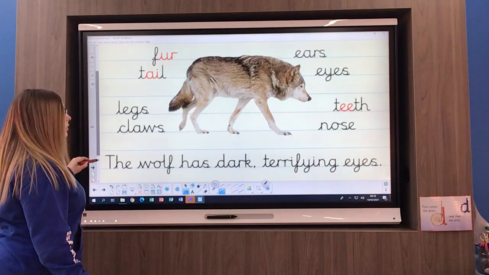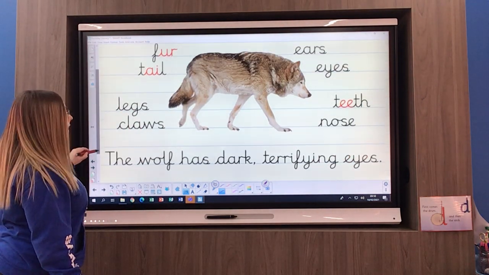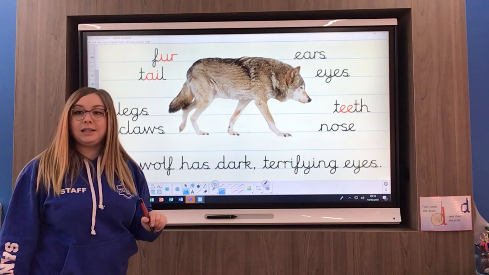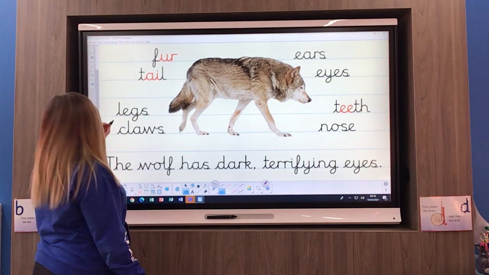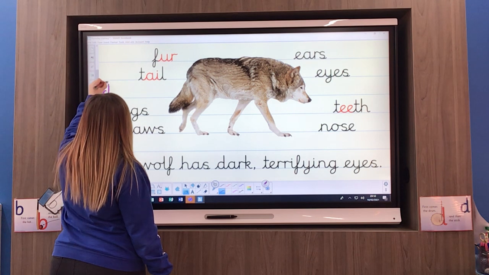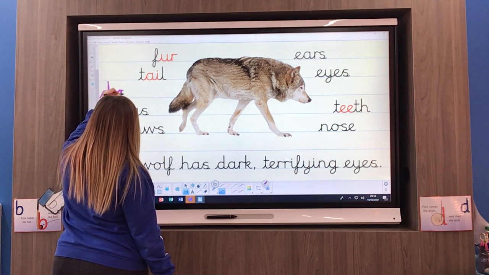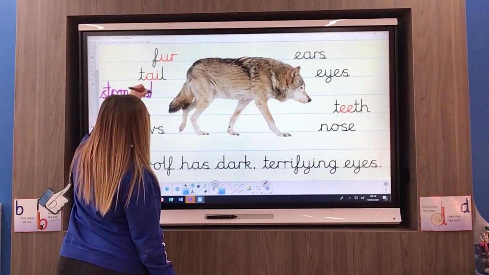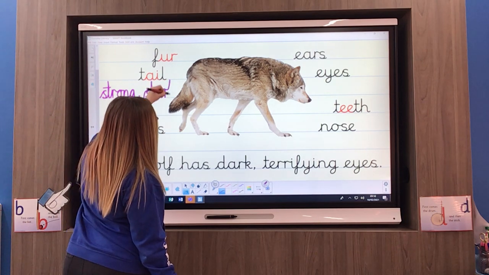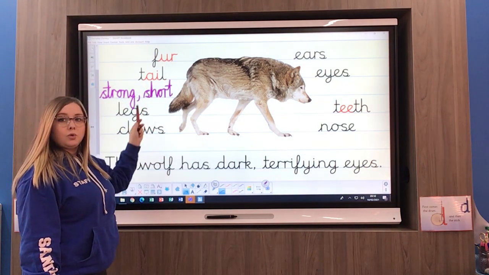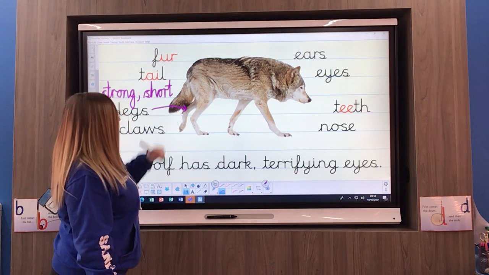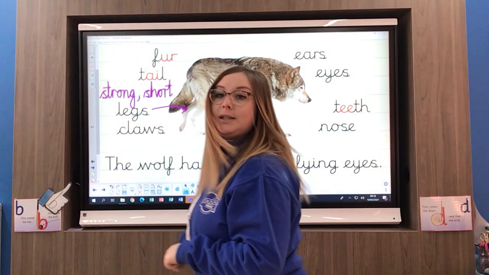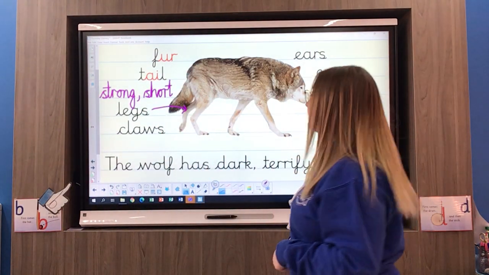Okay, so I've got my work from yesterday. So here it is, there's my drawing of the wolf. And you will have some adjectives around these words. So by legs, you might have strong, short, strong, short legs. Okay, and then once you've done that, I asked you to write a sentence. And I've written a sentence here. Let's read it together, please.